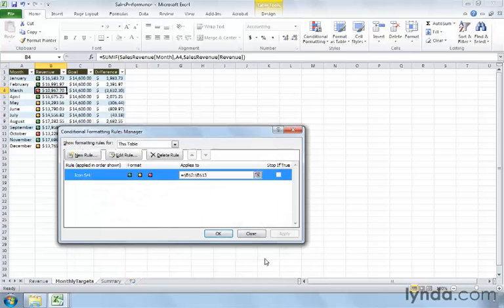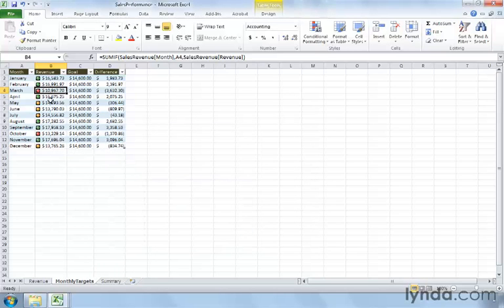So as you can see, there were only 2 months out of the year, March and October, where sales were in the red. But on the other hand, there were 1, 2, 3, 4 other months where sales were in the yellow. The good news, of course, is that the company did meet its goals 6 of the 12 months, and those months are all indicated in green.